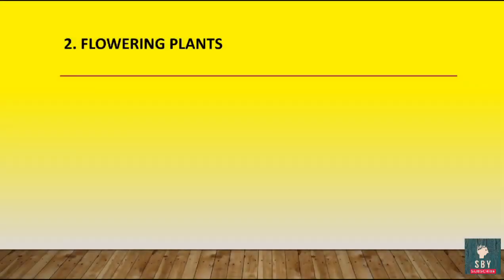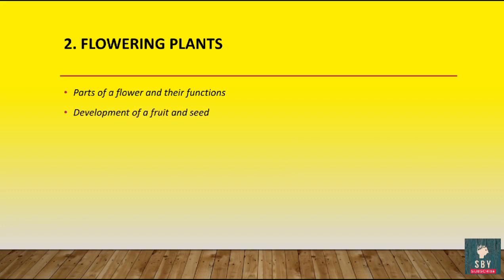Okay, so the second topic is with flowering plants. You should know the parts of a flower and their functions. So the parts of a flower, we have the sepals, the petals, the receptacle, the ovule, and so on. And know their functions as well. Development of fruit and then seed. The process through which a fruit develops as well as a seed. The parts of the seed and their functions. So the parts of the seed, you can have the micropyle, the seed coat, or the testa, the cotyledon, and so on. Know the function of all these in germination as well.